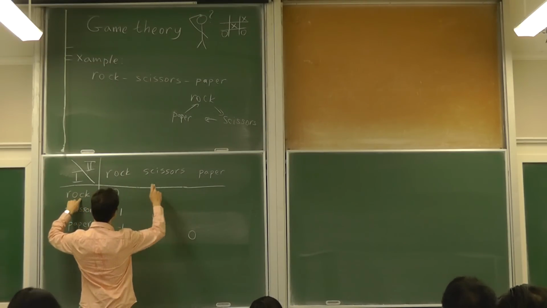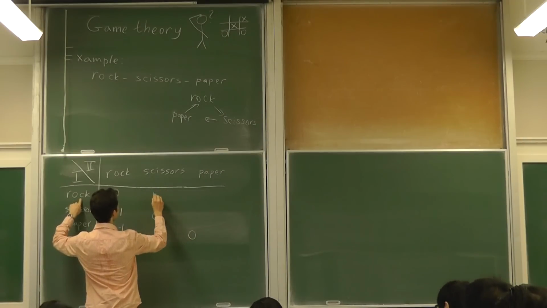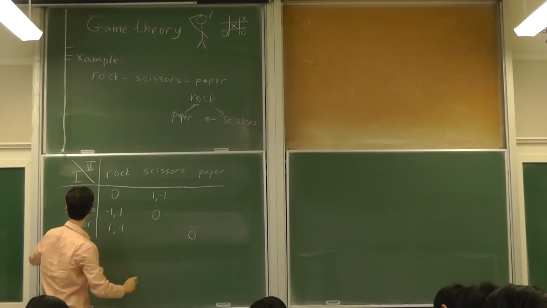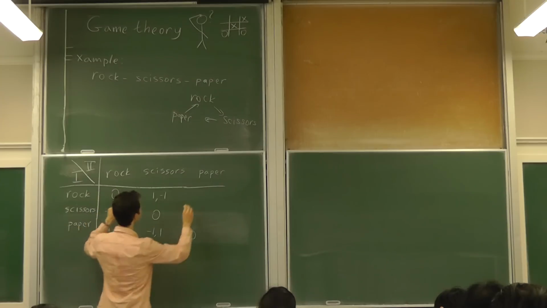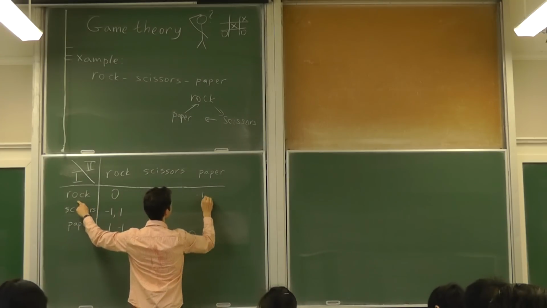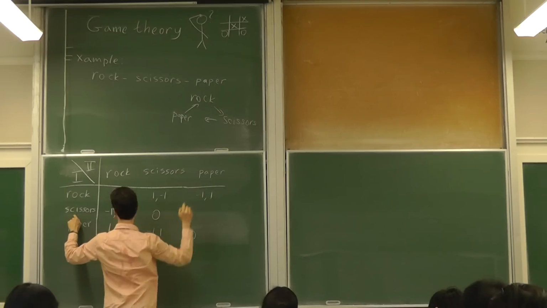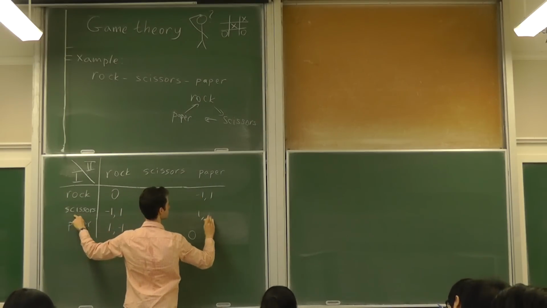If the first player chooses rock and the second one chooses scissors, the first player wins. Paper versus scissors, he will lose. Rock versus paper is losing, and scissors versus paper, he wins.